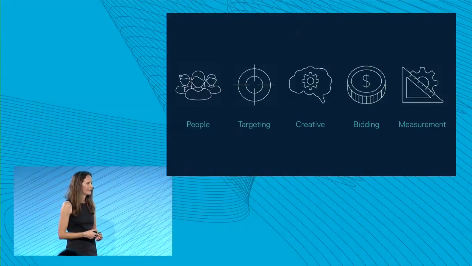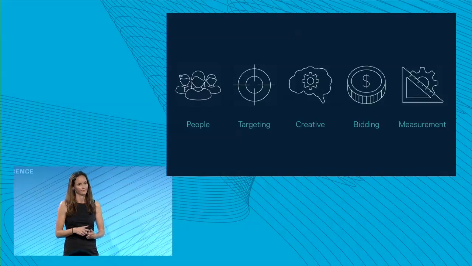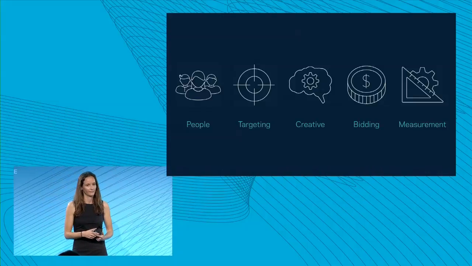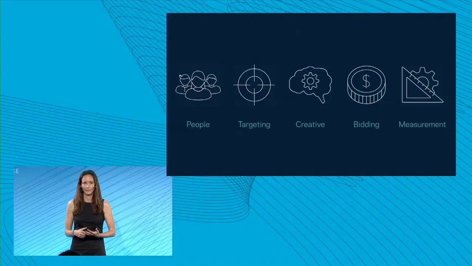In my opinion, there are 5 keys to successful mobile app advertising on Facebook: people, targeting, creative, bidding, and measurement.